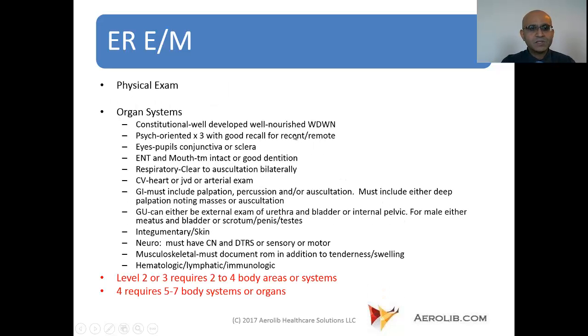On a physical exam, this is based on organ systems. And so you need to document eyes, ENT, respiratory, cardiovascular, GI, genitourinary, integumentary, neurological, musculoskeletal, and hematological versus lymphatic examination findings. Now remember, levels 2 or 3 require 2 to 4 body areas or systems. Level 4 requires 5 to 7 body systems or organs. What we'll encourage you is to pause at this slide, look at some of the nuances on what an examination for an organ system should be, and then move on.